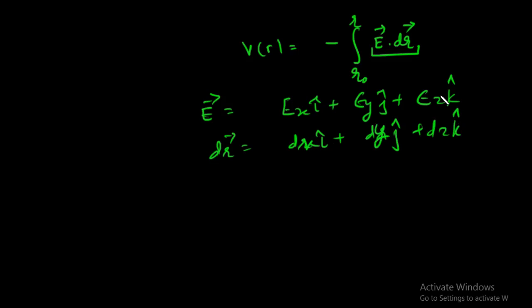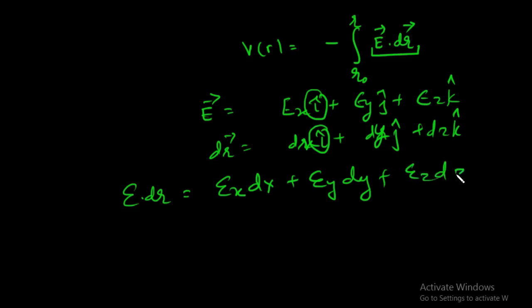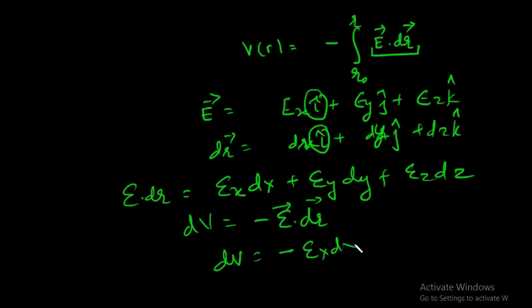So what would be E dot dr? Since i dot j would be 0, i dot k would be 0, i dot i would be 1, this would be Ex dx. This will not be a dot because the vector is only i. Ex and dx are not vectors. Plus Ey dy plus Ez dz. So the dot product yields Ex dx plus Ey dy plus Ez dz. So what will be dV? dV was minus E dot dr. So dV would be equal to minus Ex dx minus Ey dy minus Ez dz.